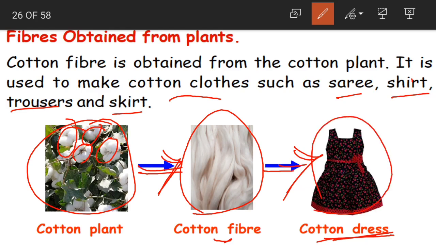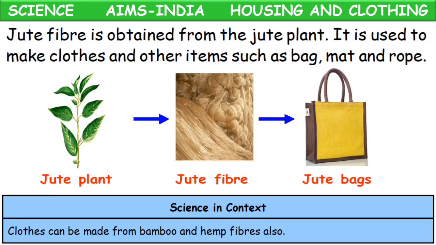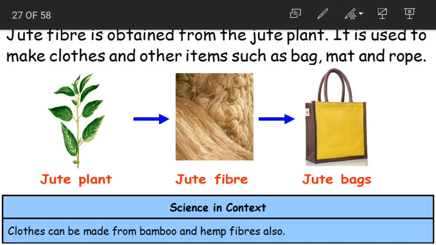So according to the cloth and the dress, we are going to prepare it. Okay, we are going to use the cotton. Clear children? Now jute fiber. Where is this jute from again? Jute fiber is obtained from the jute plant. Jute plant. So these days, people are preferring more jute fiber.